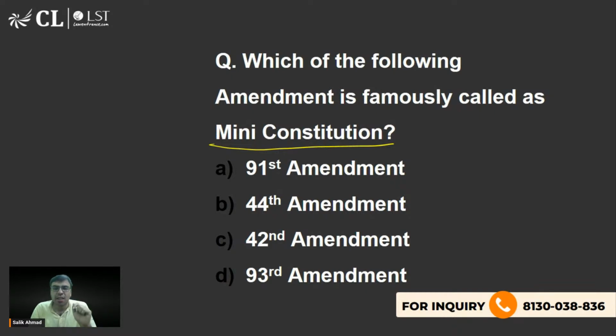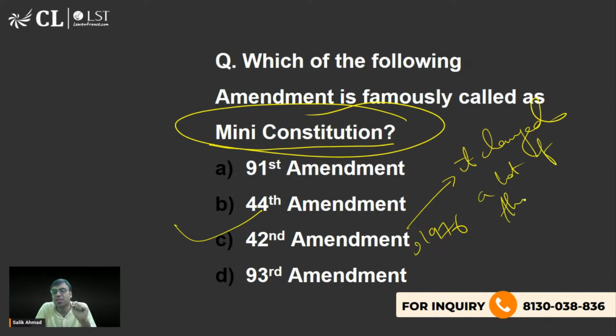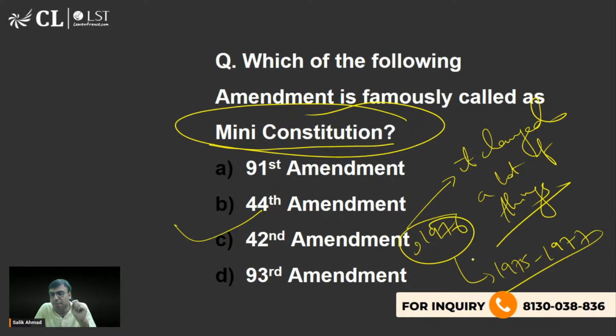Please check it. So which of the following amendments is called the mini constitution? The right answer is yes, Dharini and Meili, you are both right: the 42nd Amendment, 1976. Why? Because it changed a lot of things. In fact, it restructured the entire constitution. It was brought when the emergency was imposed. The emergency was there from 1975 to 1977, imposed by Indira Gandhi, and at that time this 42nd Amendment was brought. So C is the right answer to this question. Is it clear?